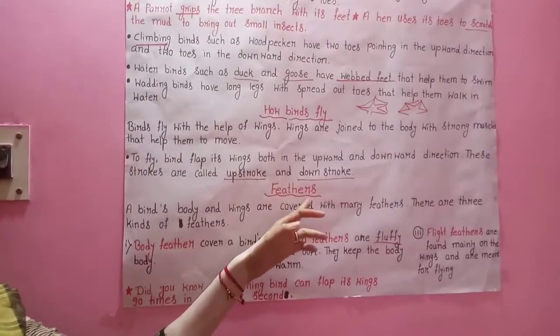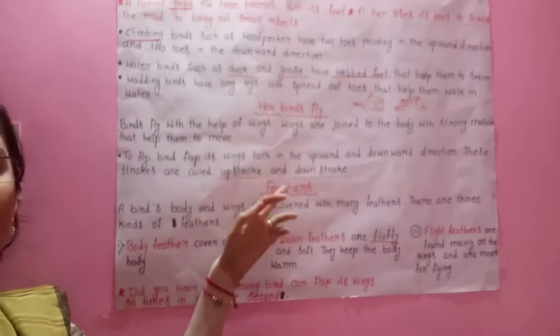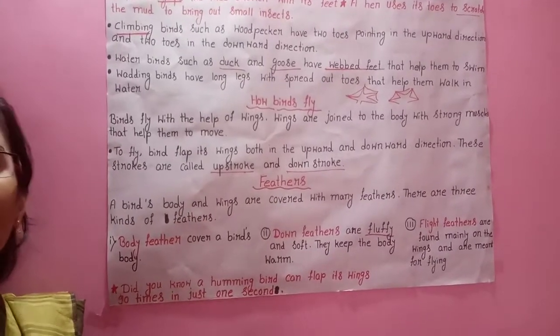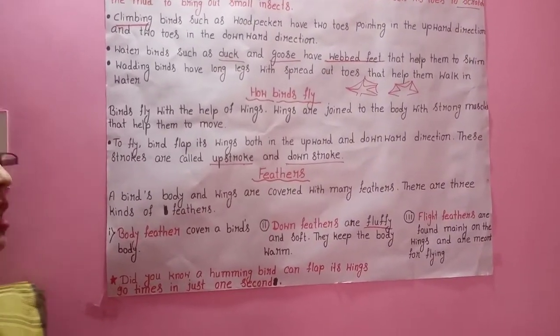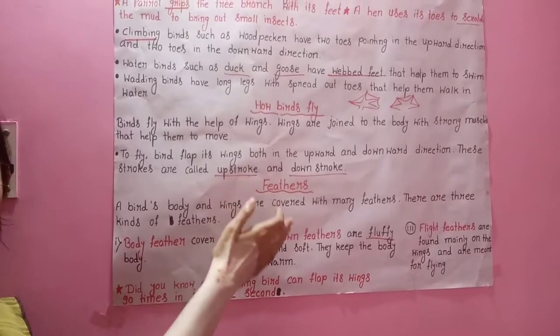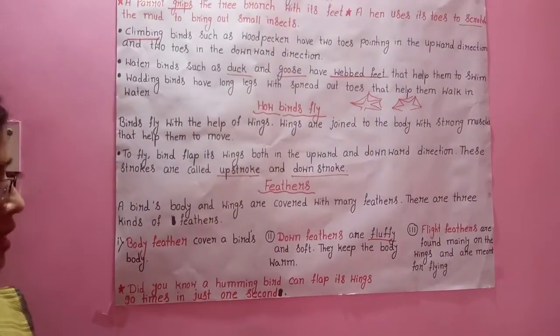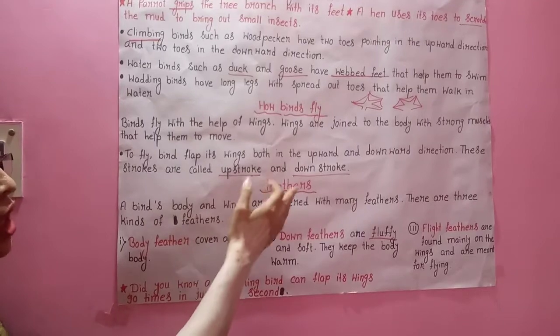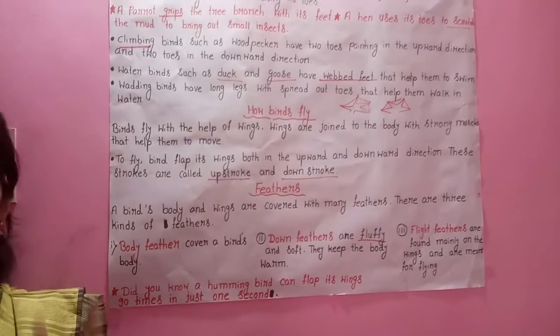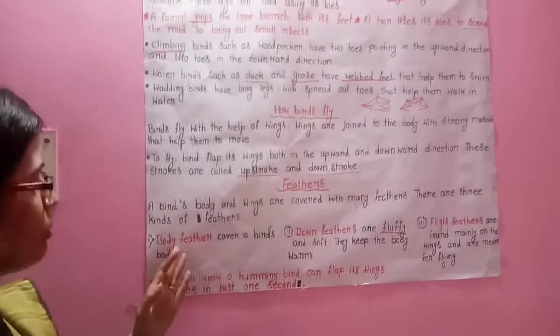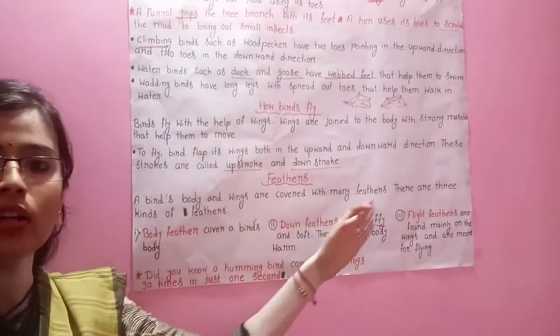Next one is feathers. What is a feather? You all know animals and humans have bodies covered with soft fur or hair. In the same way, a bird's body is covered with soft, fluffy feathers. A bird's body and wings are covered with many feathers. There are three kinds of feathers: body feathers, down feathers and flight feathers.